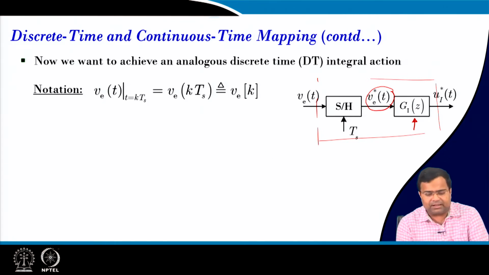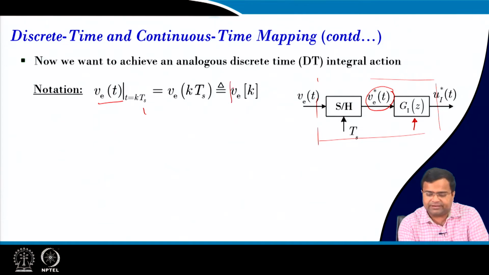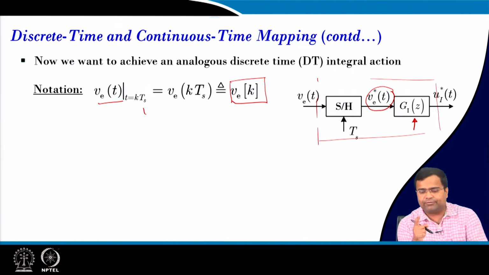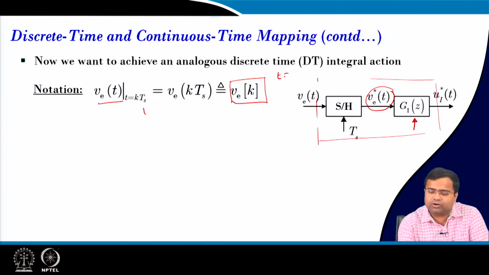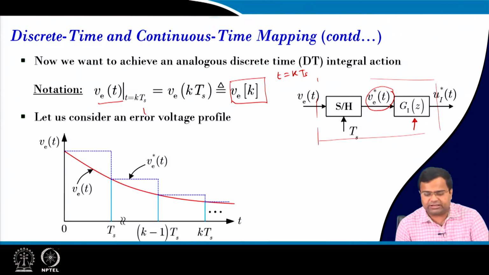So, if we sample the error voltage, which is v(t), we are sampling at every edge of the sampling clock with a time period of Ts. So, if you take the kth edge, there will be kTs, and that is represented by v_e[k], which is nothing but the sampled value of the error voltage at t equal to kTs, that means at the kth edge of the sampling clock. Now, let us consider an error voltage profile.